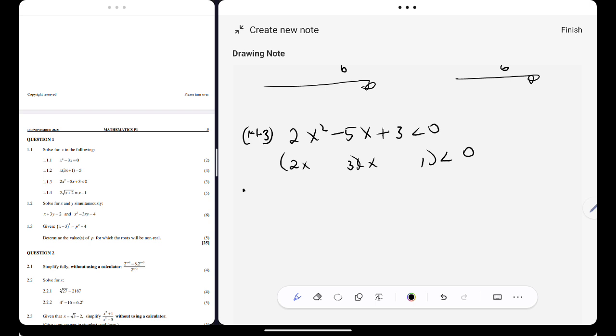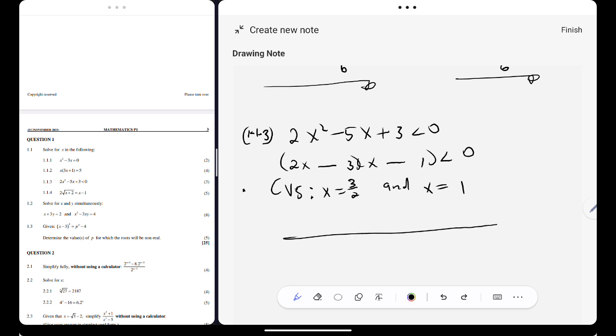Negative and negative. After factorizing, it's simple. You must just write your critical values. Critical values are the numbers that whenever we substitute inside the bracket, we will get zeros. So I know that when x is equal to 3 over 2, when I put it in the first bracket, I'll get 0. And when x is equal to 1, when I substitute 1 here, I'll get 0.